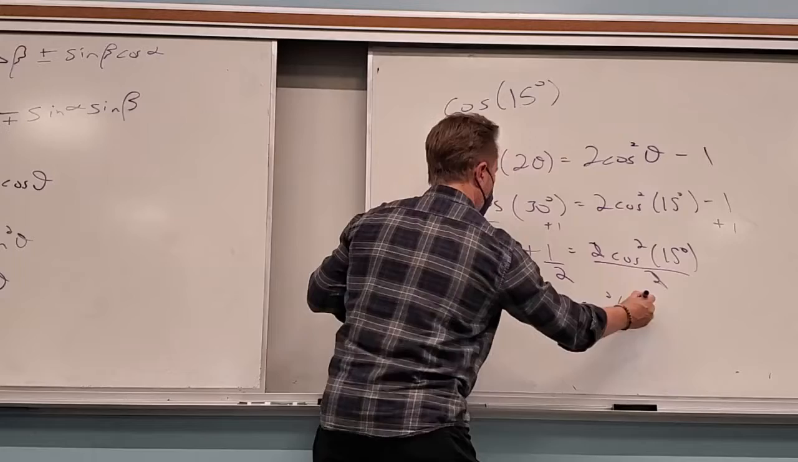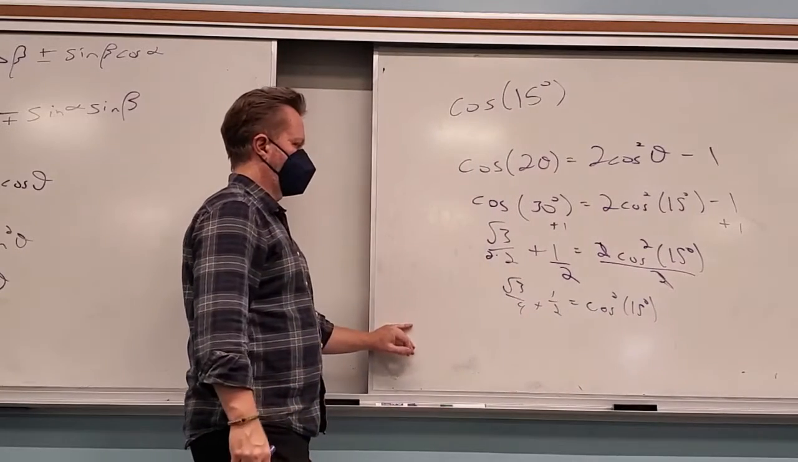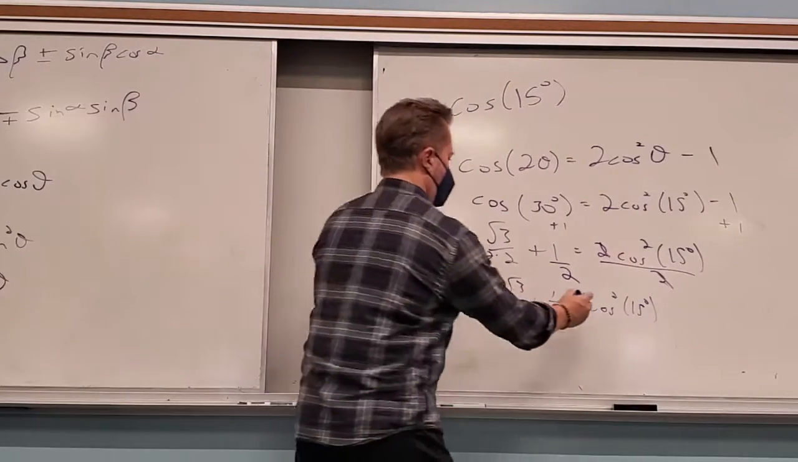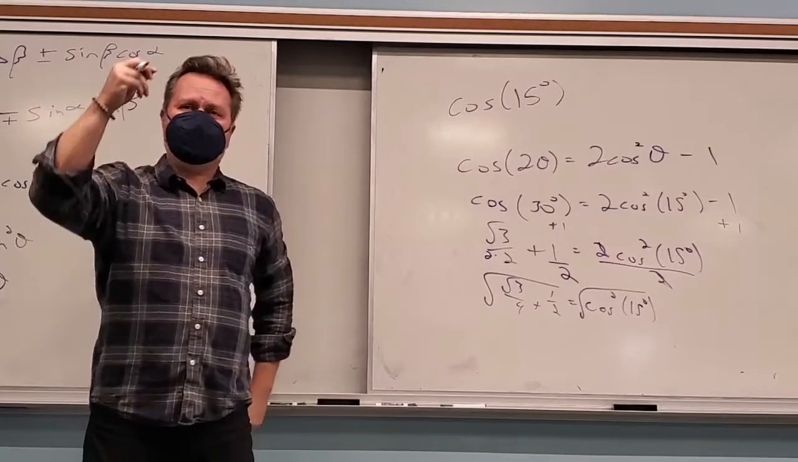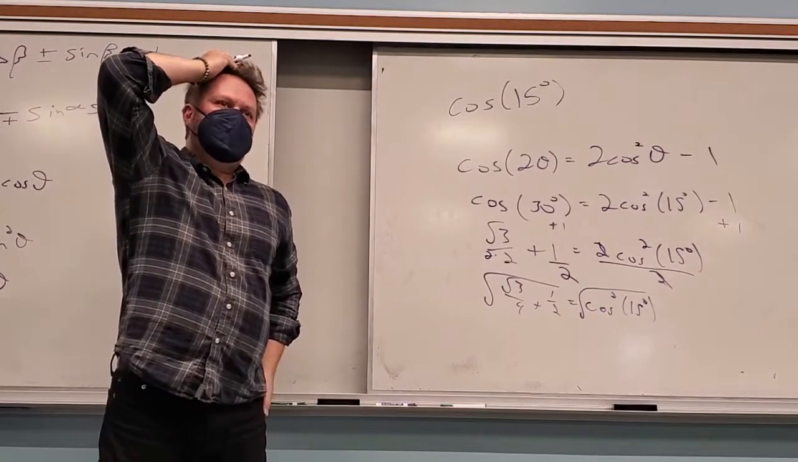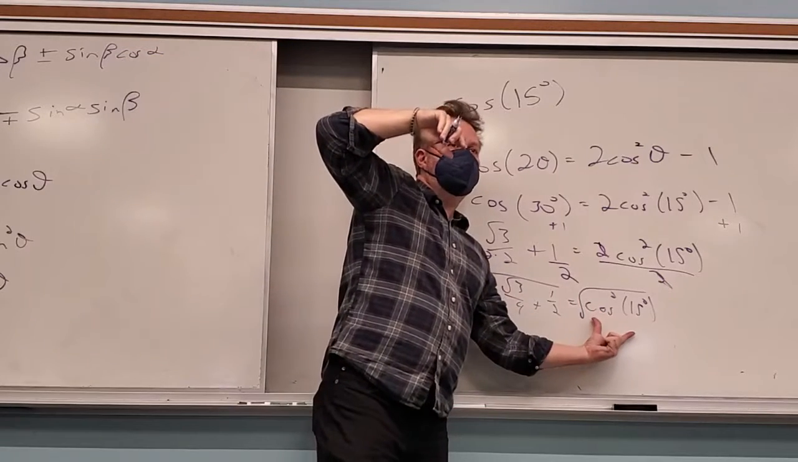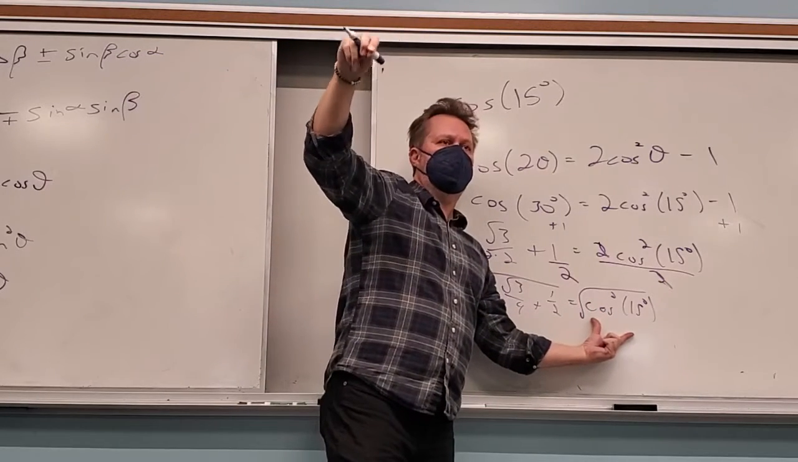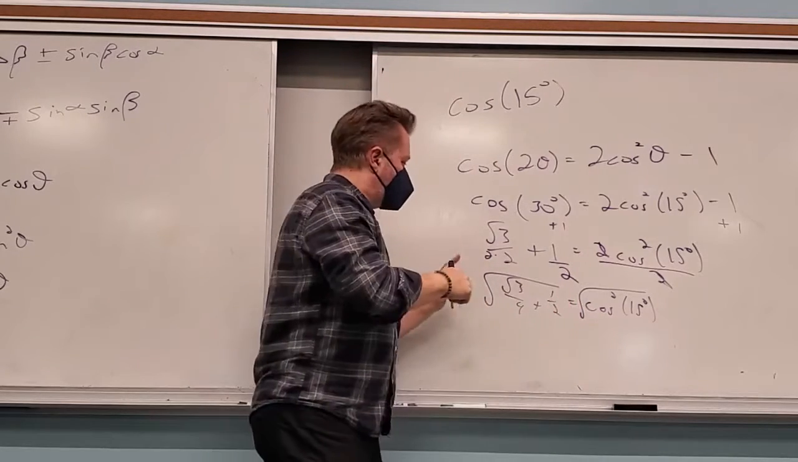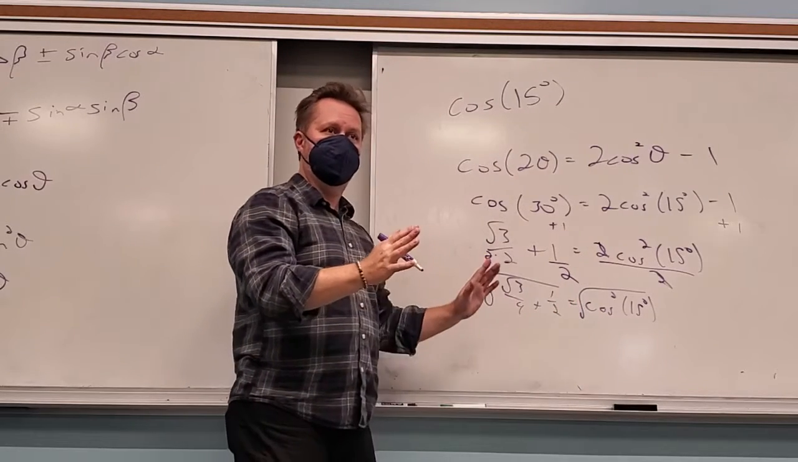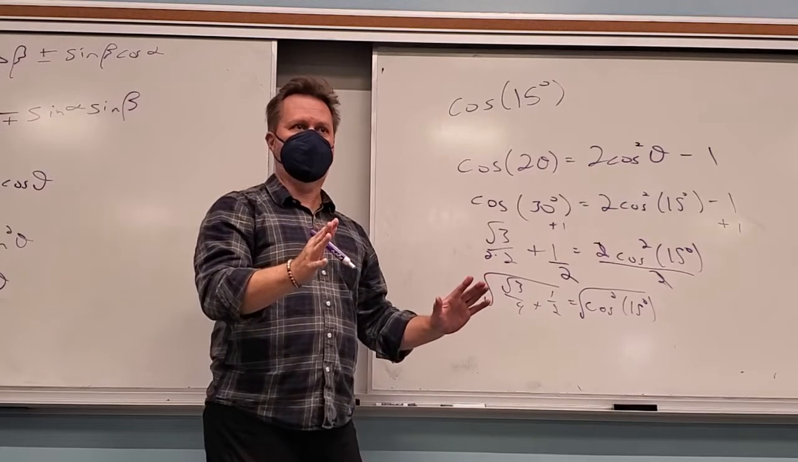And what's the last step? Take a square root. Now, plus or minus? This is a good question. Don't I end up with cosine of 15? What quadrant is that in? So should it be positive or negative? Positive. So I'm going to choose the positive.